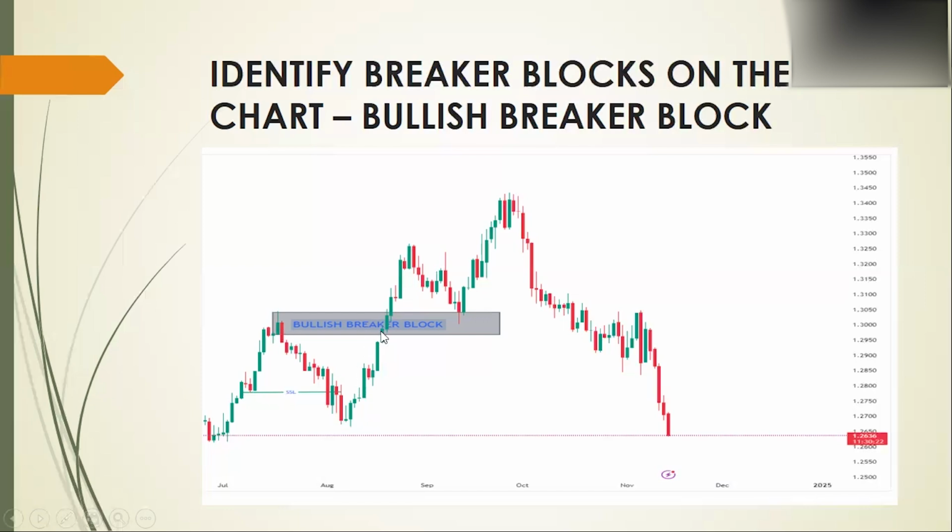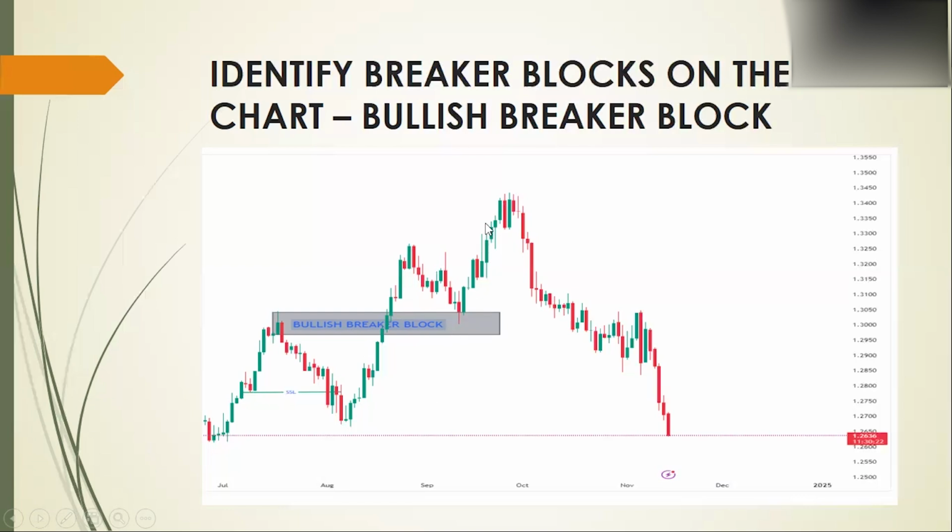In terms of order block, this will be a bearish order block, so we will be looking to sell here, as I showed you in the previous video about order blocks. But now the price comes vigorously and breaks above the bearish order block. Once it breaks above, that bearish order block turns into a bullish breaker block. Therefore, we wait for the price to come and retest it, and then we take a buy.